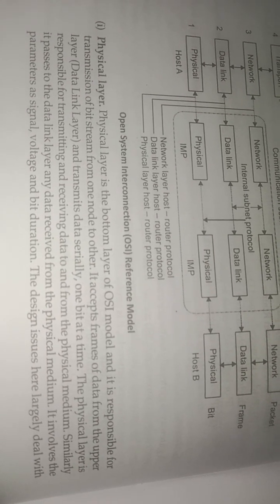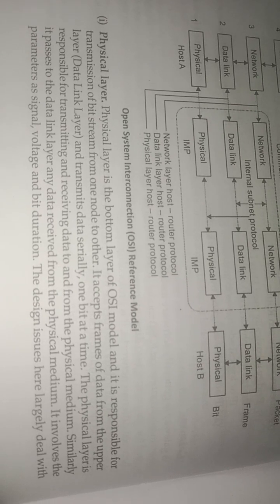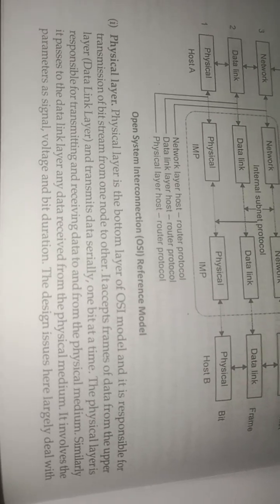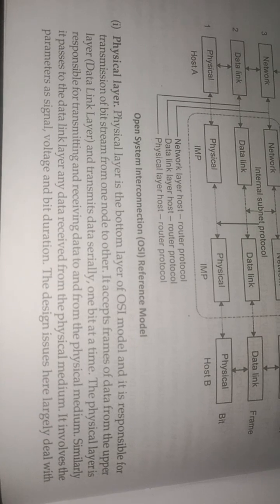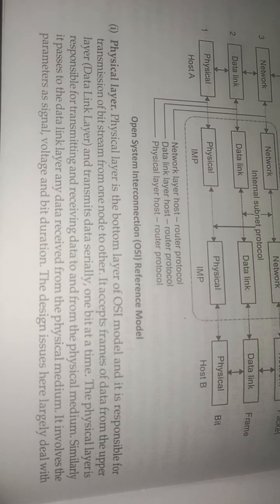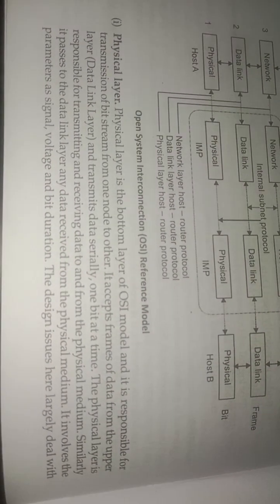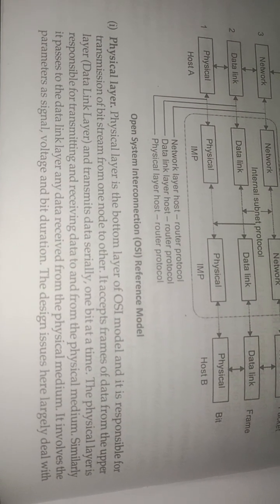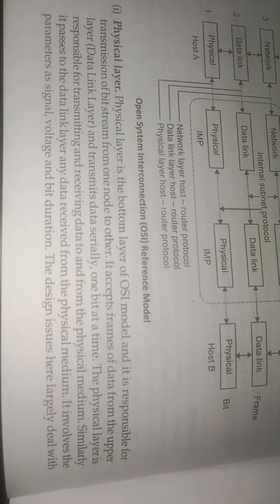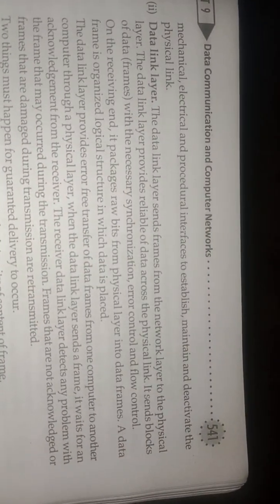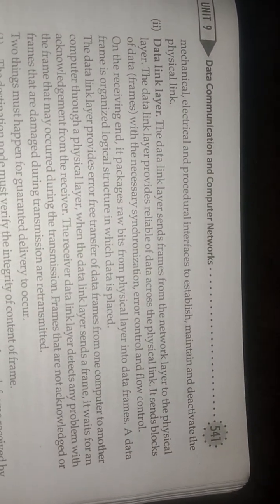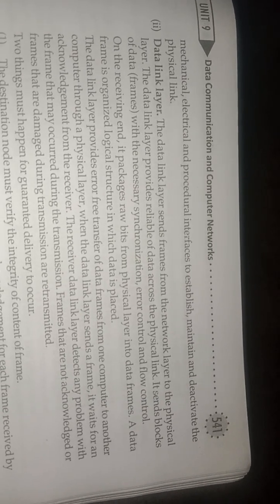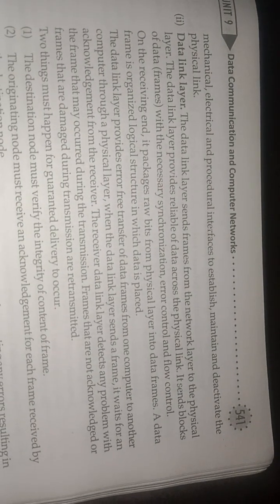Similarly, it passes to the data link layer any data received from the physical medium. It involves parameters such as signal, voltage, and bit duration. The design issues here largely deal with mechanical, electrical, and procedural interfaces to establish, maintain, and deactivate the physical layer.